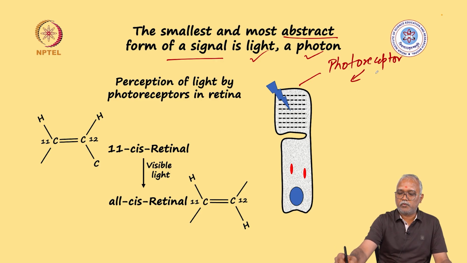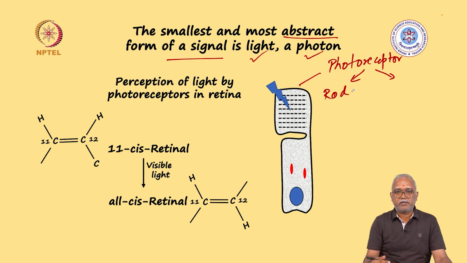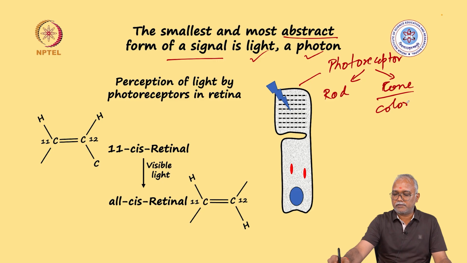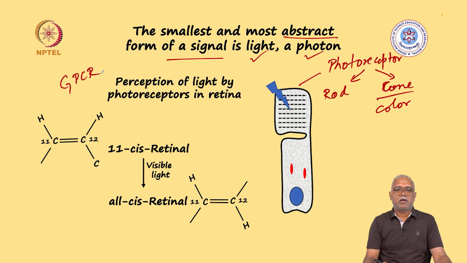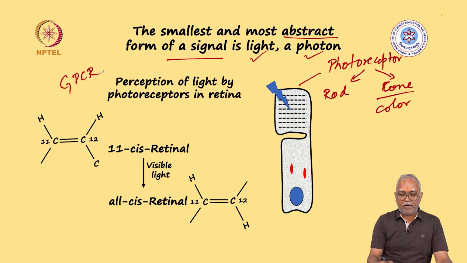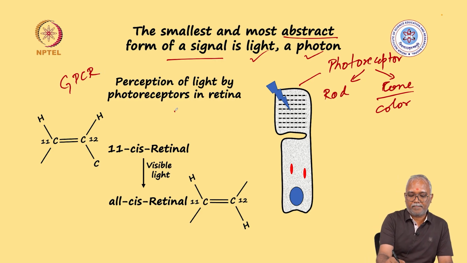We know that there are two photoreceptor types of cells: rod cells, which help us see things in low light, and cone cells, which help us perceive bright light as well as the color which is there in the light. So, let us think about these rod cells. These rod cells have GPCRs, and these GPCRs are bound with a compound called retinal.